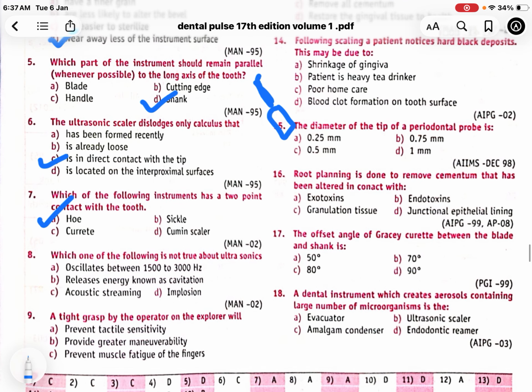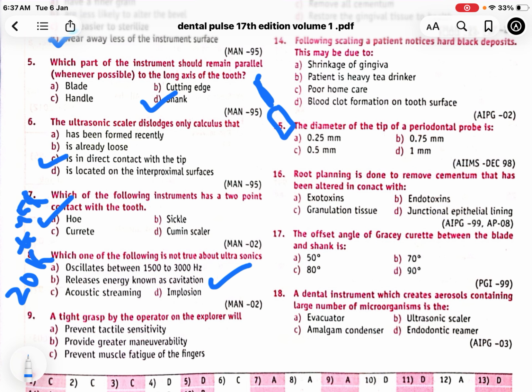Next, question number 8, which says which of the following is not true about ultrasonics? So ultrasonics will release energy, which we call cavitation, acoustic streaming and implosion. But it will not oscillate between 1,500 to 3,000, it oscillates between 20k to 45k. So the first option is not correct.